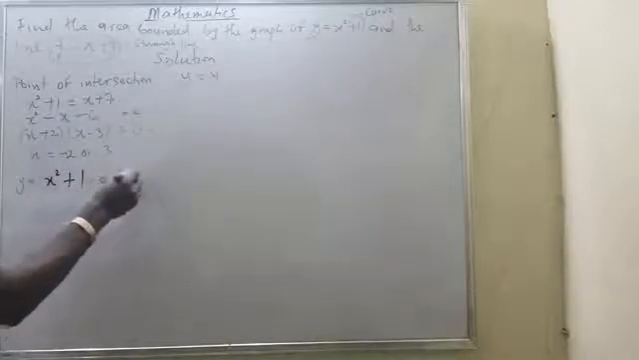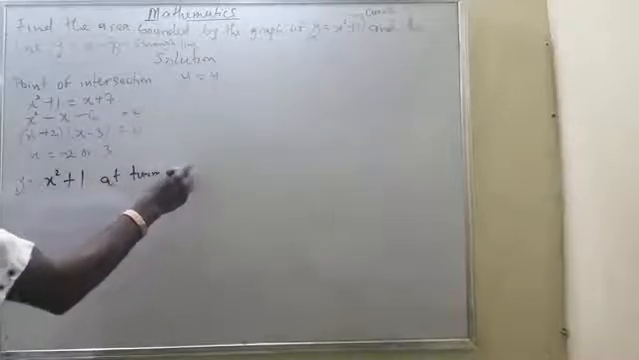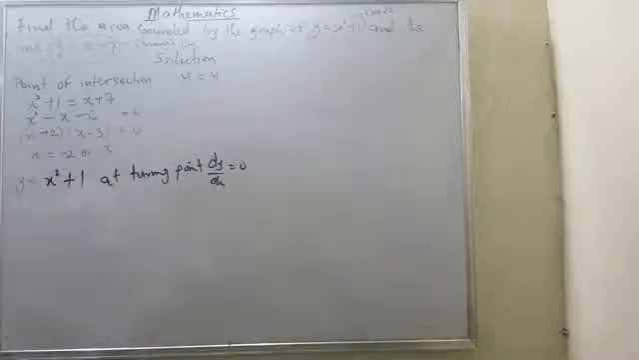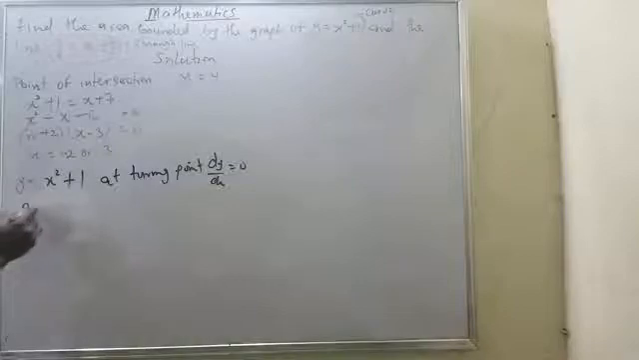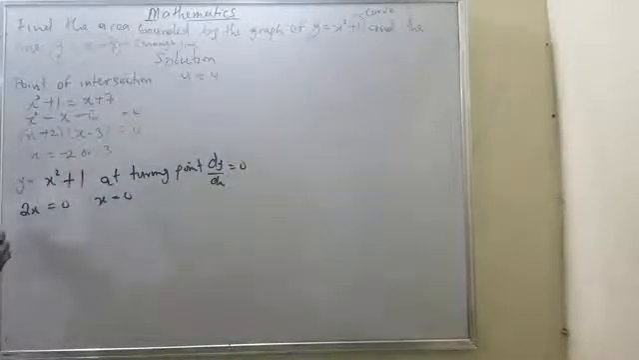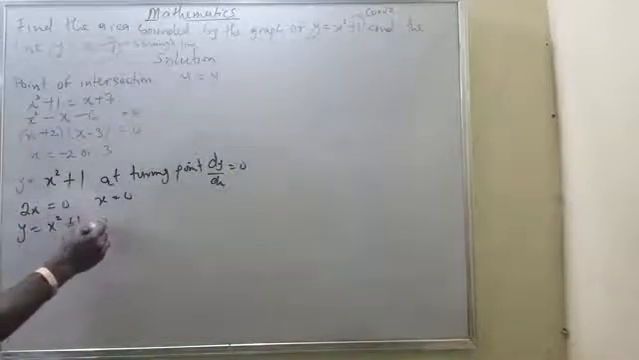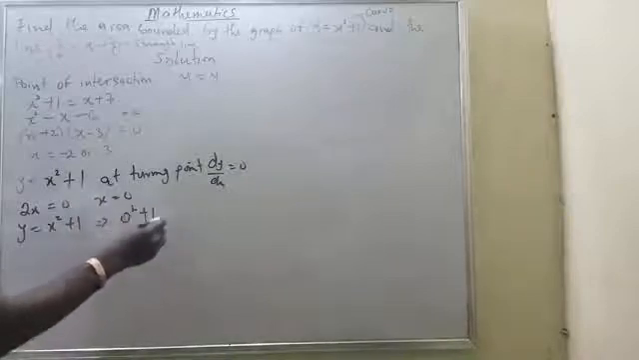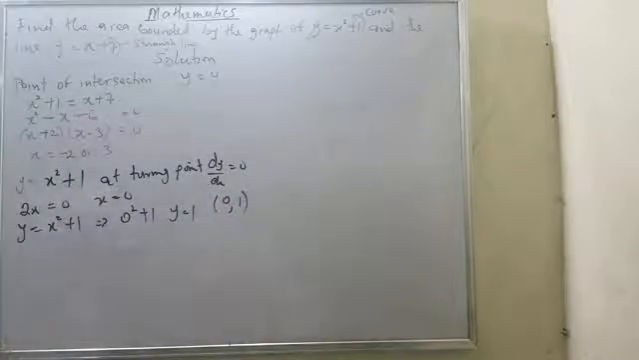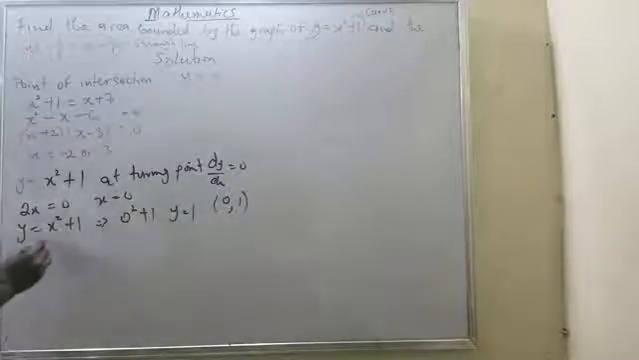At the turning point, dy/dx equals 0. Take note of that. It means I'll be having 2x equals 0, which I'll differentiate. 2x equals 0 means my x equals 0. Put that into y equals x squared plus 1, which implies 0 squared plus 1. It means my y equals 1. Now, the coordinate is (0, 1). The next thing I need to get is whether it is a maximum or minimum.